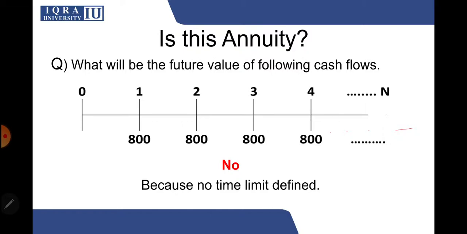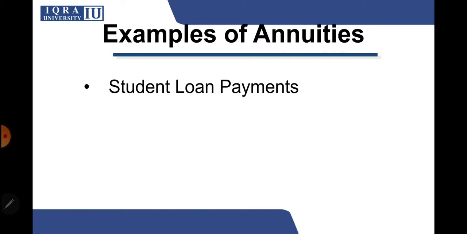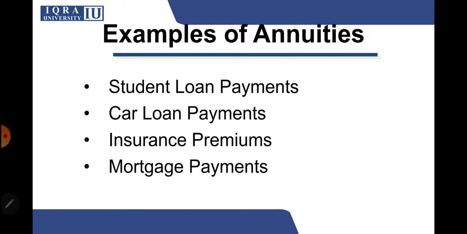So for the cash flow to be an annuity, I'll repeat it once again that there have to be 3 characteristics. Number 1, the cash flows have to be equal. Number 2, they have to be equidistant. And number 3, it has to have a defined time limit. So you need to know when the payment is going to end. Examples of annuities are student loan payments, car loan payments, insurance premiums, mortgage payments, retirement savings. These are all types of annuities that you can see around in the practical world.